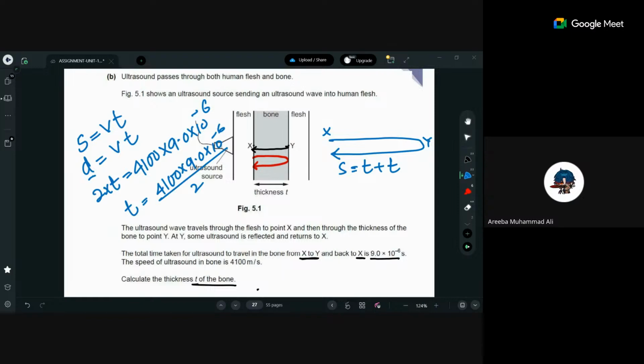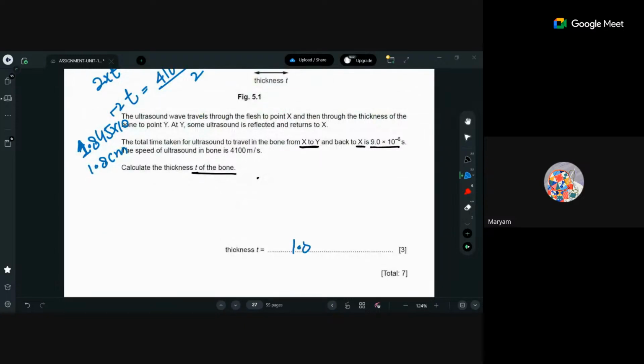What answer did you get? I got 1.845 times 10 to the power minus 2. Same. Say it again: 1.845 into 10 to the power minus 2. Great, that is 1.8 centimeters. You divided the whole thing by 2, but I divided 9 into 10 to the power minus 6 by 2 and then used the formula, so we still get the same answer. Same thing, no problem at all. Is it clear to all?